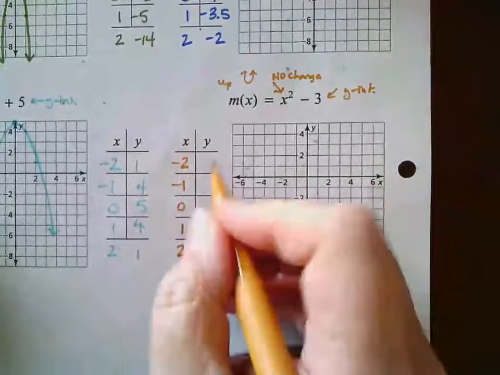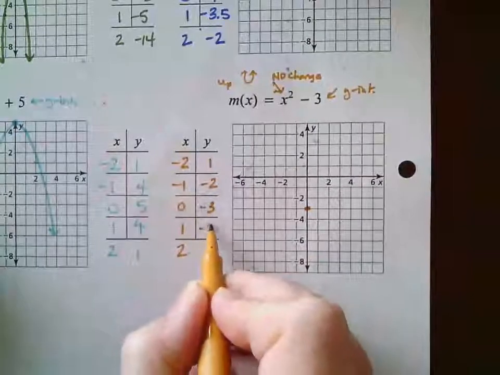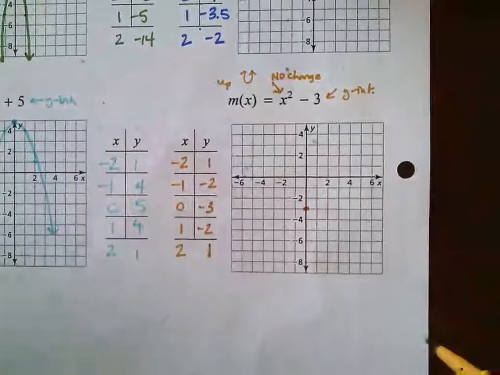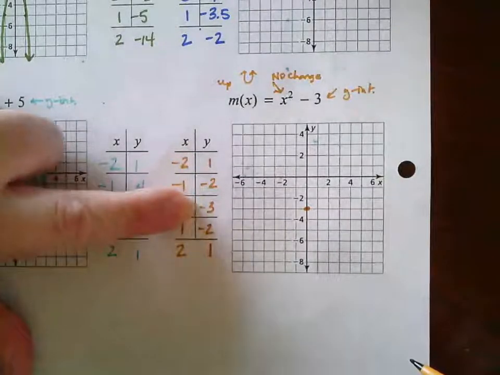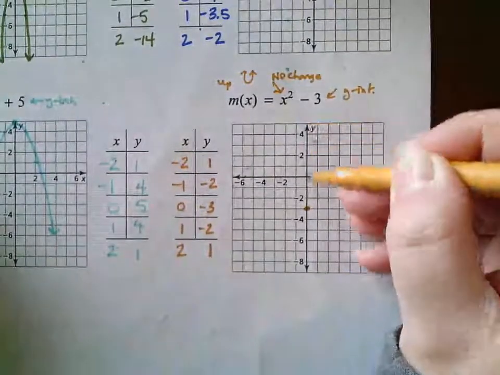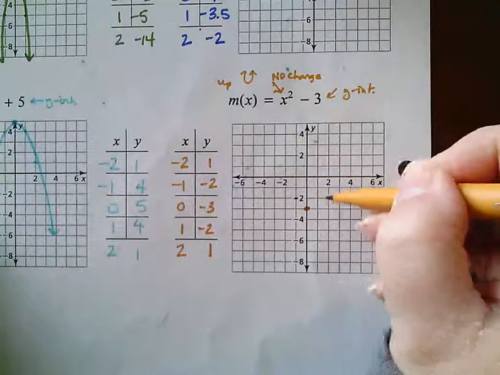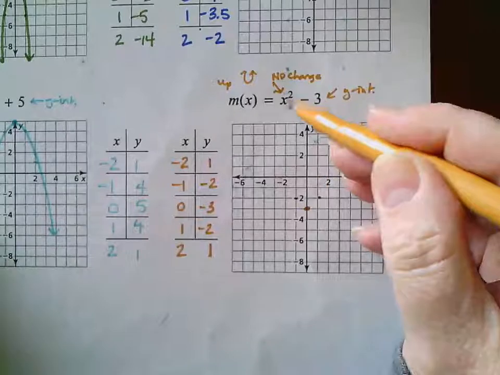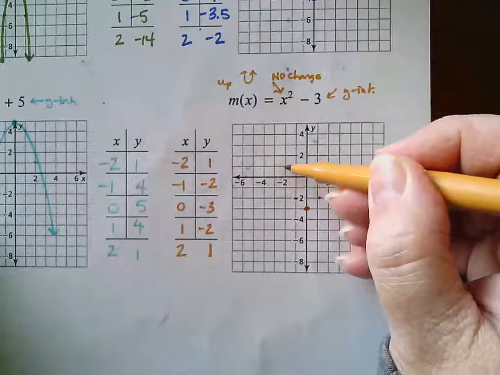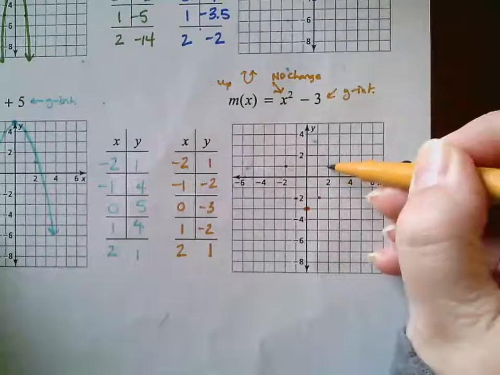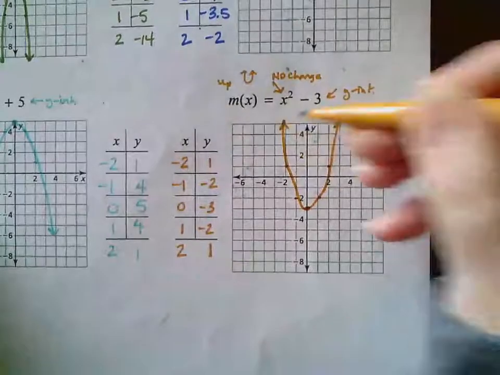1, 2, 1, negative 2, negative 3, negative 2, 1. Again, notice the pattern, right? This is symmetrical at that intercept, so symmetrical along the y-axis right here. And negative 2, 1, and 2, 1. So you can see your graph.